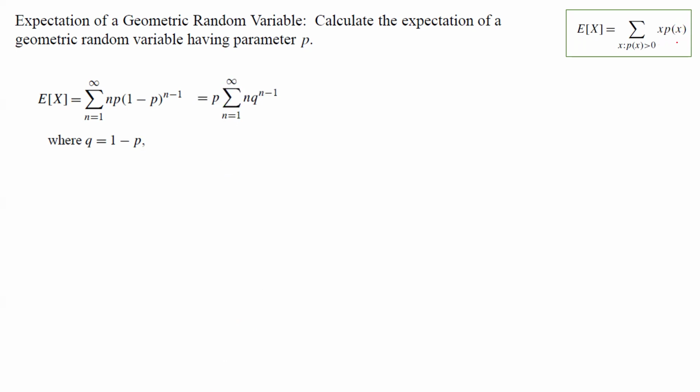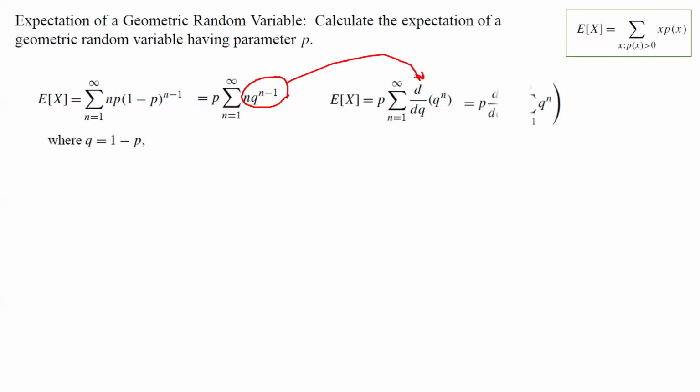Well, your p has nothing to do with n, so you can factor out p, write p outside the summation. So the expected value can be written as p times the summation of n q to power n minus 1, but from calculus, this is nothing but the derivative of q to power n. So basically, you can simplify this as p times the derivative of the summation of q to the n, n starts from 1, goes to infinity, which can be written as p times the rate of change of q divided by 1 minus q. This is just a geometric sum.